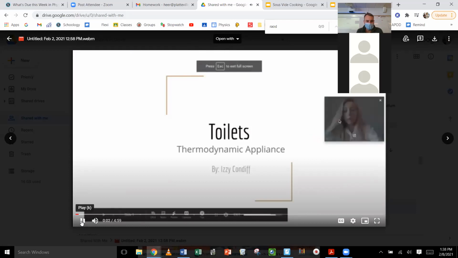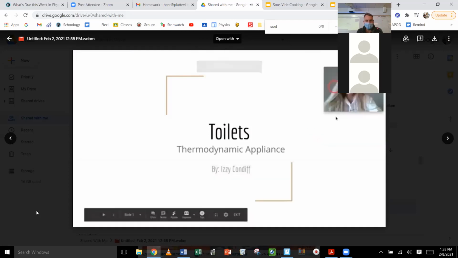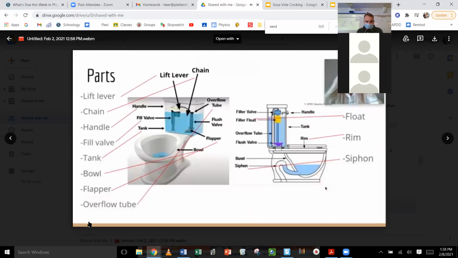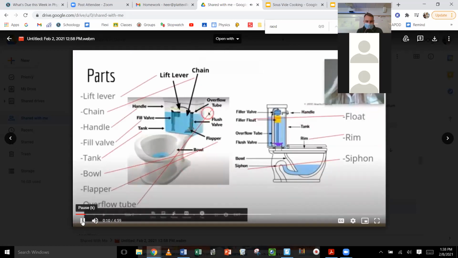Yeah. My thermodynamic appliance is the toilet. First off, I have the parts, and I'm going to show you where they're located. So can you guys hear that okay over there?